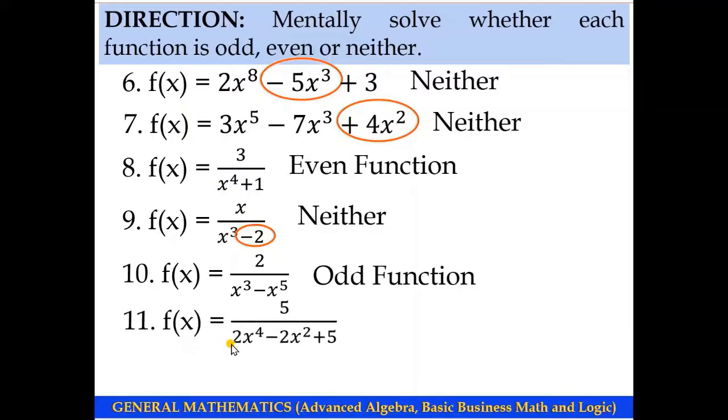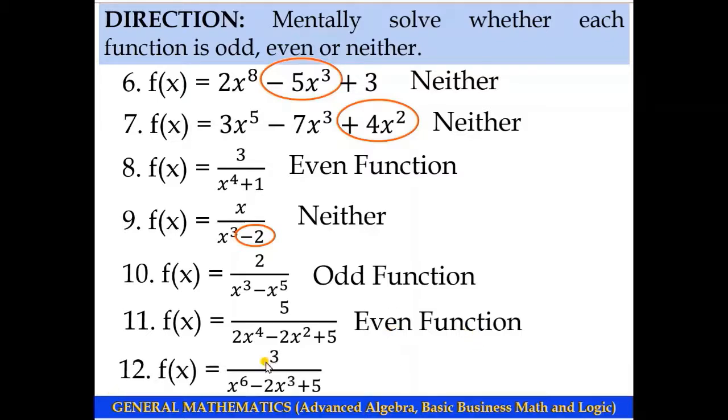Number 11. f of x is equal to 5 over 2x raised to 4 minus 2x squared plus 5. And all of the exponents of the denominator are even. This makes f of x equal to 5 over 2x raised to 4 minus 2x squared plus 5, a rational function, an even function.